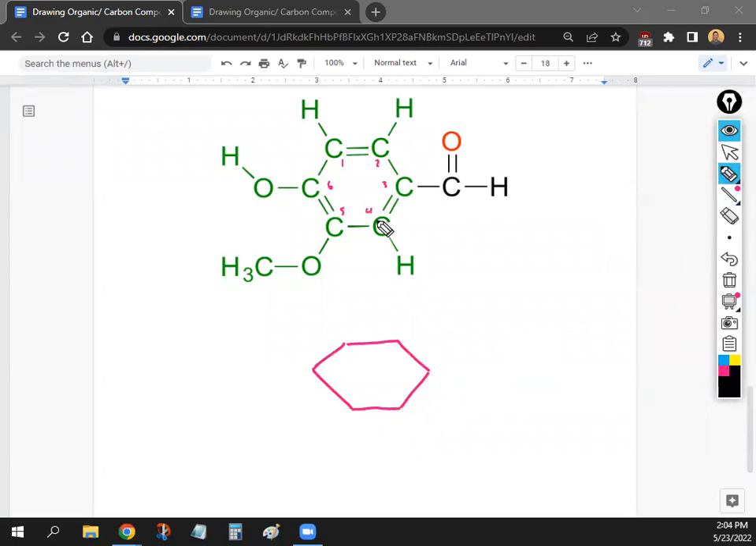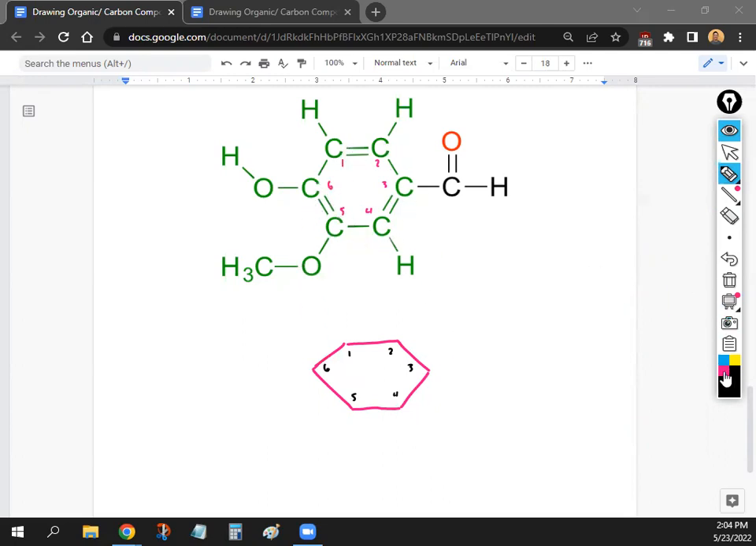Okay, so we got a hexagon, right? A 6-sided shape. So we got 1, 2, 3, 4, 5, 6 carbons. And so we just got to make sure there are 6 corners on our shape in the middle. So 1, 2, 3, 4, 5, 6. Make sense? No, look what I did. Okay, because we got this closed shape right here.